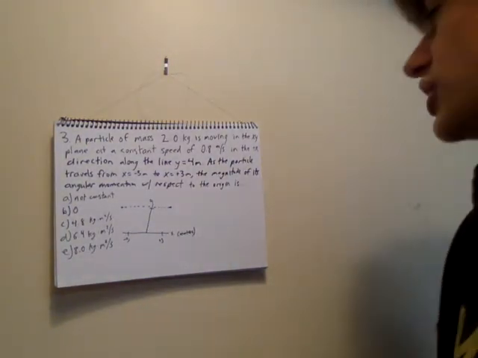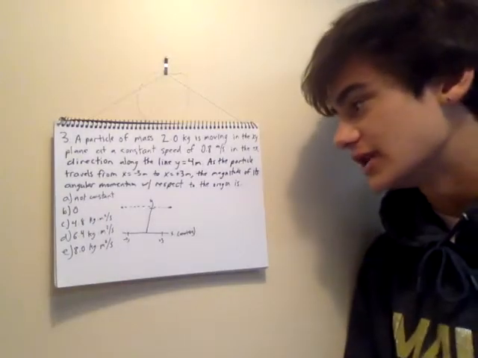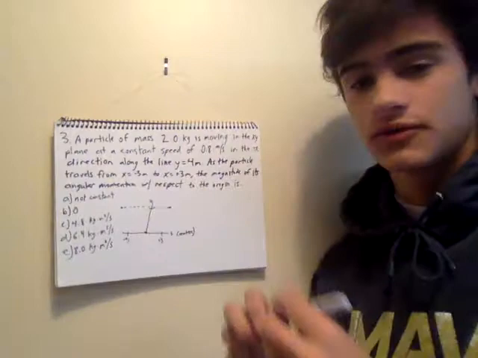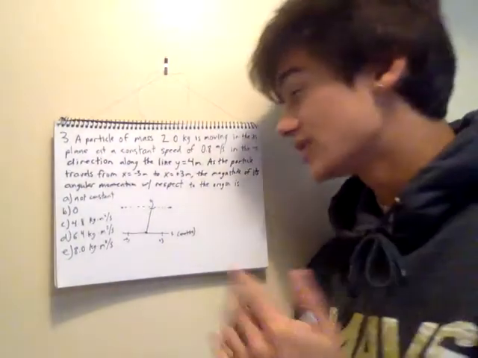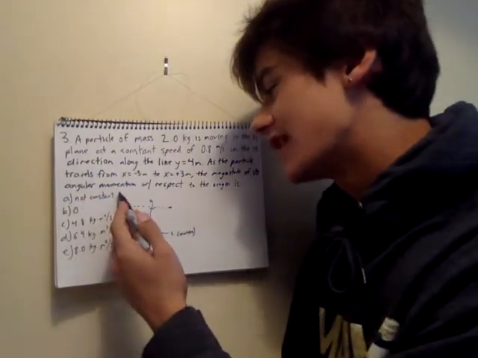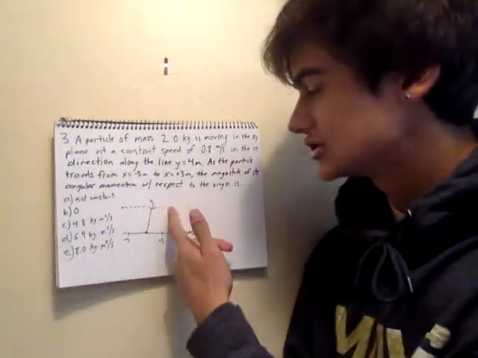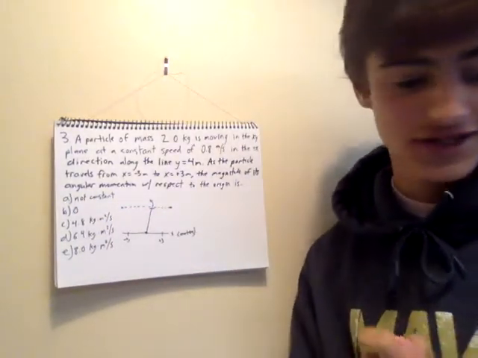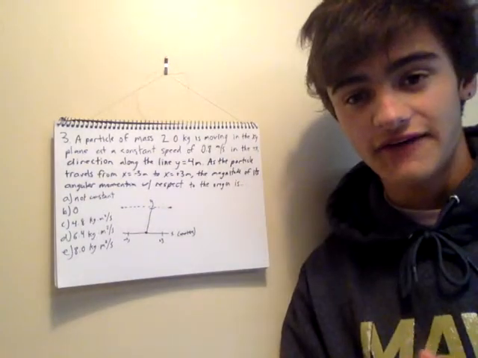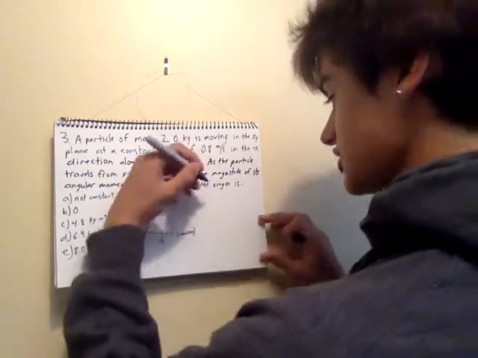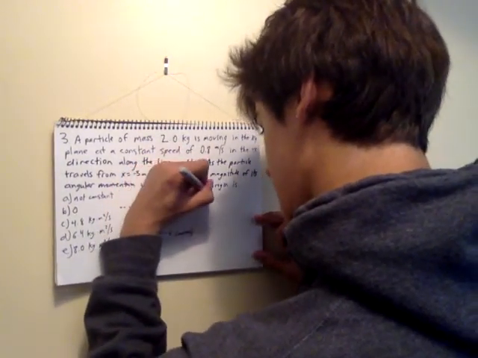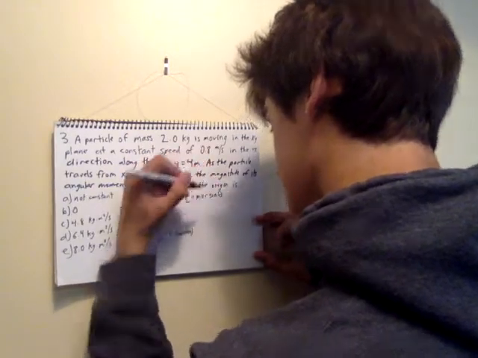And what we're looking at is its angular momentum with respect to the origin. So when I first read this, I did a double take. Why is it asking us for angular momentum when this particle is clearly moving linearly, right? That's a little bit confusing. Let's look at the equations we have for angular momentum. So first we know angular momentum L is equal to mvr sine theta.